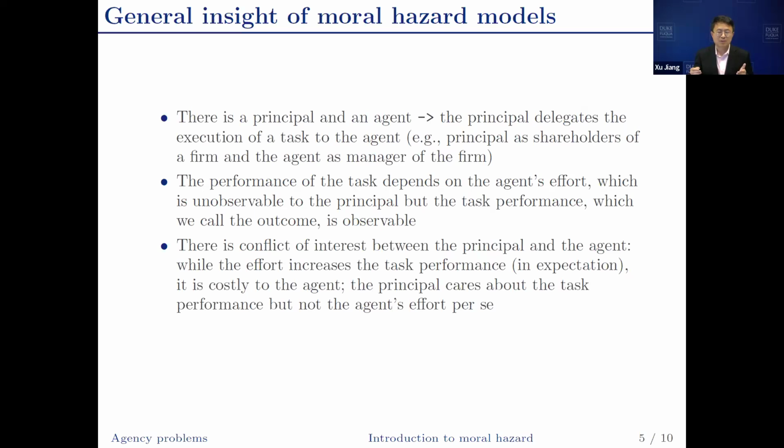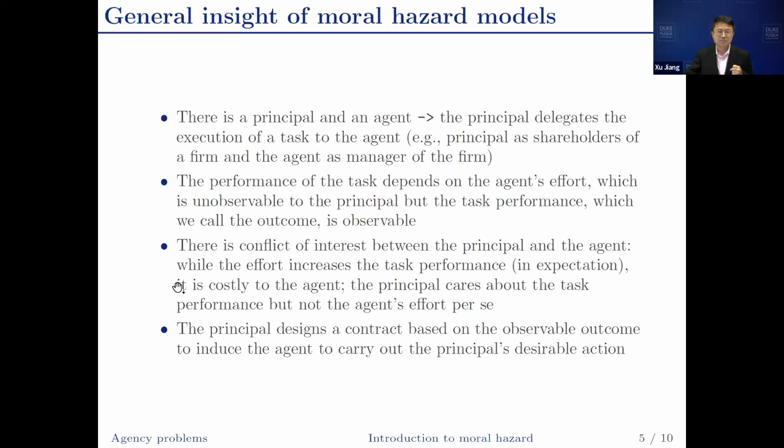For example, if the macroeconomic situation is not good, even if the agent exerts a lot of effort, firm performance may not necessarily be good. However, exerting effort is costly to the agents. The principal cares about the performance of the task. They don't care about the agent's effort per se, but they do understand that they need to induce the agent to exert effort, and exerting effort is costly to the agents. Here is the conflict of interest.